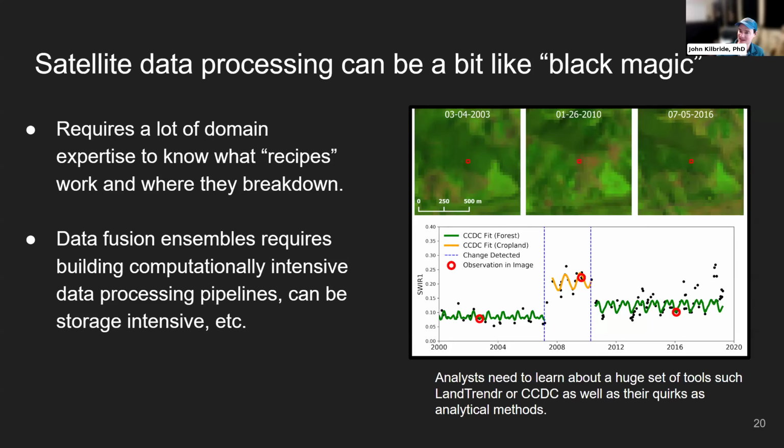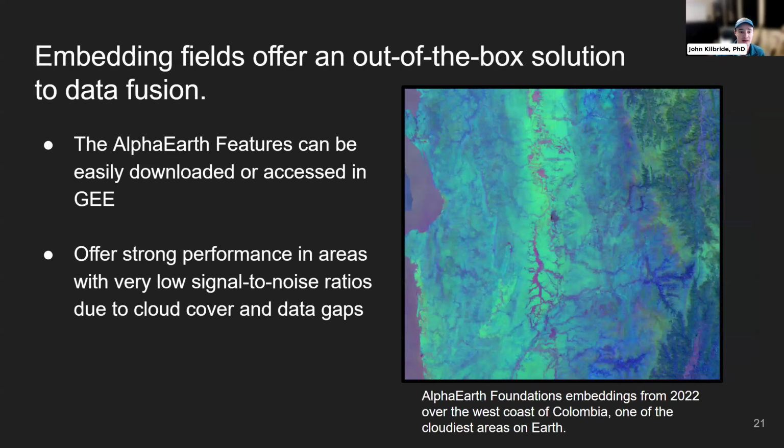And so embedding fields seem like a nice solution to this because they're pre-cooking this encoding process and getting rid of this black magic step. And it's also preventing you from having to set up a pipeline to do all of this data processing internally at your company, where you maybe have to host a whole bunch of intermediate layers while you feed your data through to get your feature fusion at the end of it. Alpha Earth features can be downloaded pretty easily through Google Cloud Storage. You can also access them in Google Earth Engine trivially. And they offer, out of the box, really strong performance in low signal to noise ratio areas.